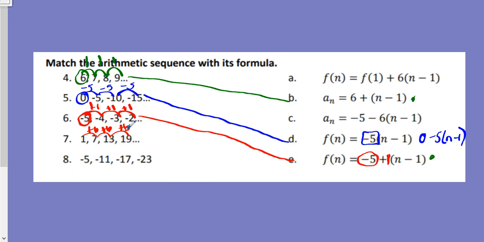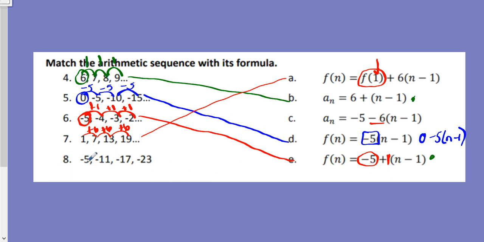So I need to either have A or C, but notice that here, this is a common difference of negative 6, so those won't go together. So it must be A. I can also just replace f of 1, which would be my first term. That's another way to write my first term. So 7 would go with A.